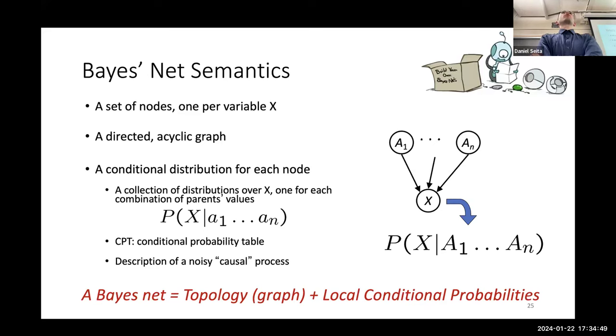A weighted graph for a Bayes net. What would the weight be?